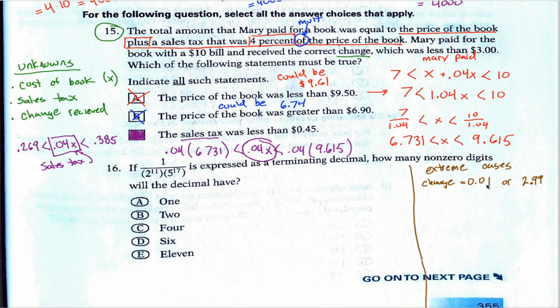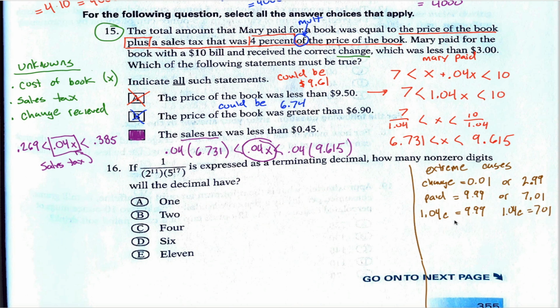Let's see, if her change was 1 cent, that means she paid $9.99 in this extreme case. Or in this extreme case, she paid $7.01. But we don't care about what she paid, we care about the price of the book. And we know she's going to pay the price of the book plus 4% of the price of the book. What I'm saying is if she paid $9.99, then 1.04 C, maybe, for the cost of the book would be equal to $9.99. Or in this extreme case, 1.04 C, which I used X for up here, would be $7.01.